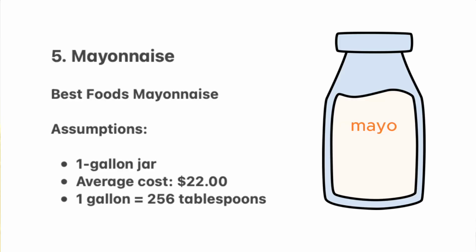And same for your mustard as well. So $22 for Best Foods mayonnaise, and you're going to divide that by the gallon. Now you're going to look at your measurements and you're going to see that that gallon that cost you $22 yields you about 256 tablespoons of mayonnaise, right? So you take that $22, divide it by 256 tablespoons, and then you come up with about 0.086, so about 8.5 cents per tablespoon.